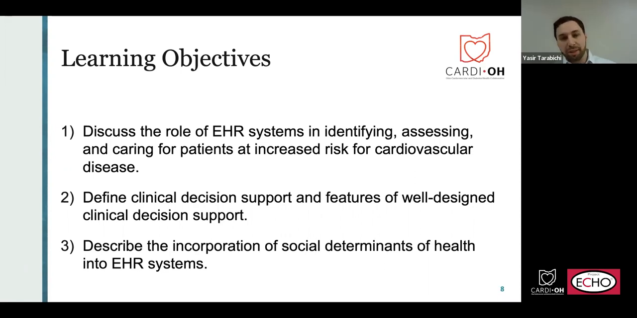So learning objectives for this session: we're going to discuss the role of EHR systems in identifying, assessing, and caring for patients at risk for cardiovascular disease. We're going to briefly define clinical decision support and spotlight some features of a well-designed CDS system. And then third, describe the incorporation of social determinants of health into the EHR.